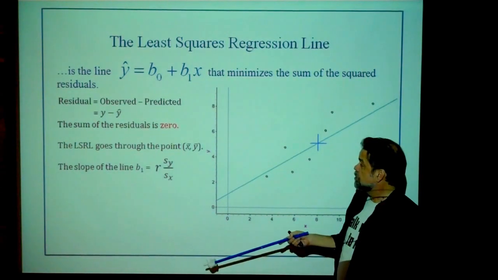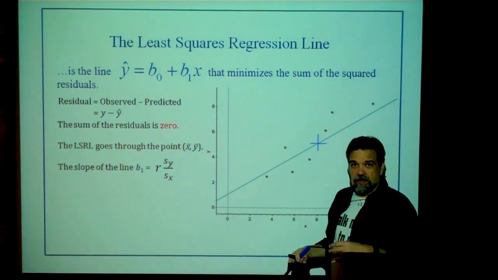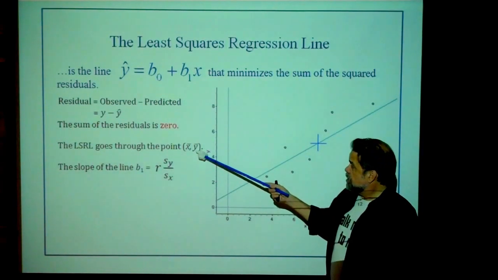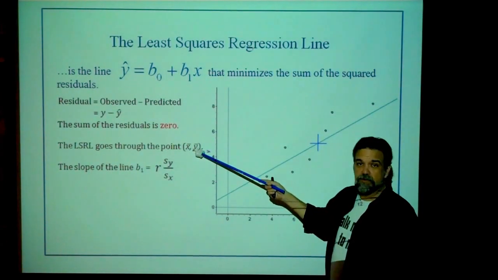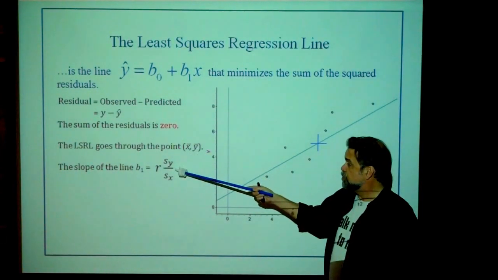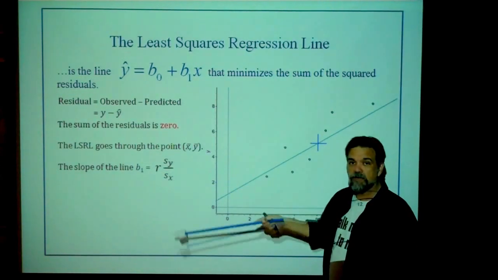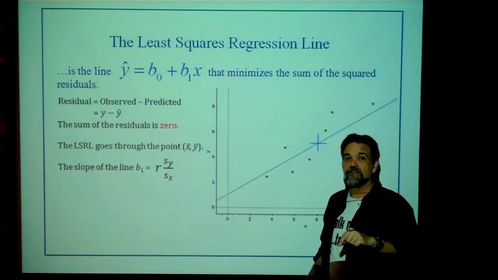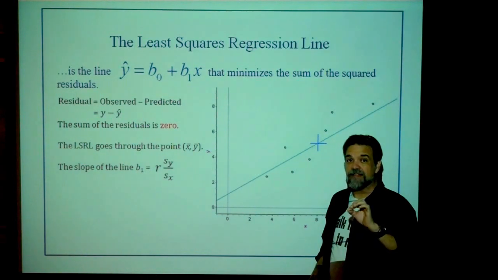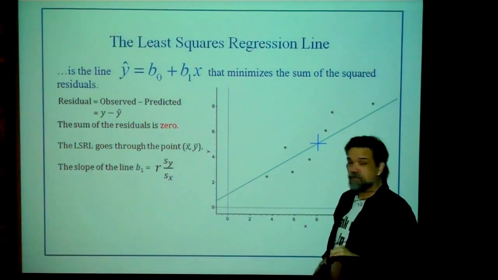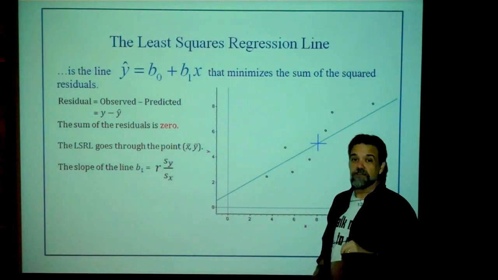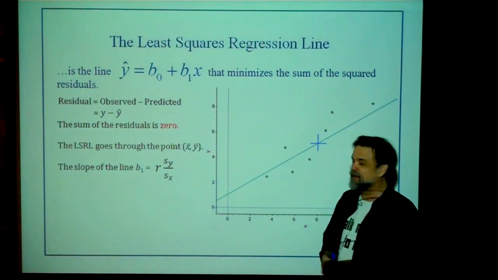Fairly simple. Okay? Right now, I'm not proving that it goes through the point x bar, y bar. I'm also not proving that the slope of the line is this particular formula. I will prove that in the next video, which is going to be much mathier than this video. It's going to be quite mathy, so for you mathematicians, you'll love that one.